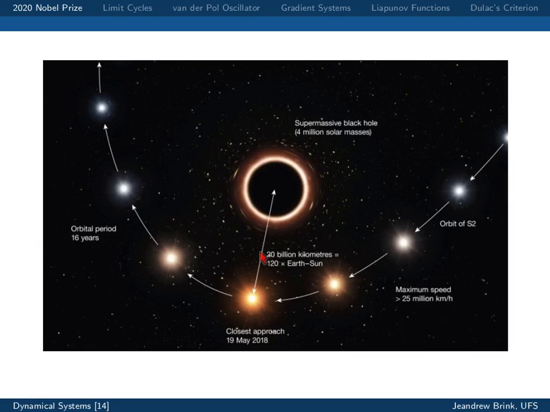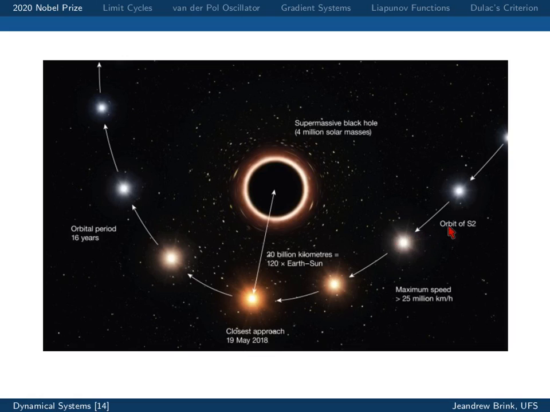They come about 120 times the Earth-Sun distance of the thing, and there are several stars. The one that approaches the closest is S2. They've named them all S with a number. S initially came from special star.